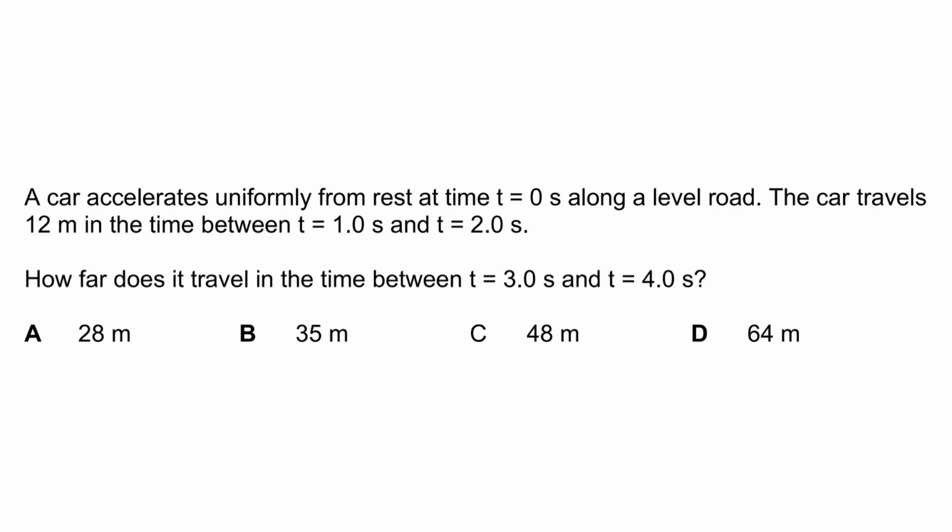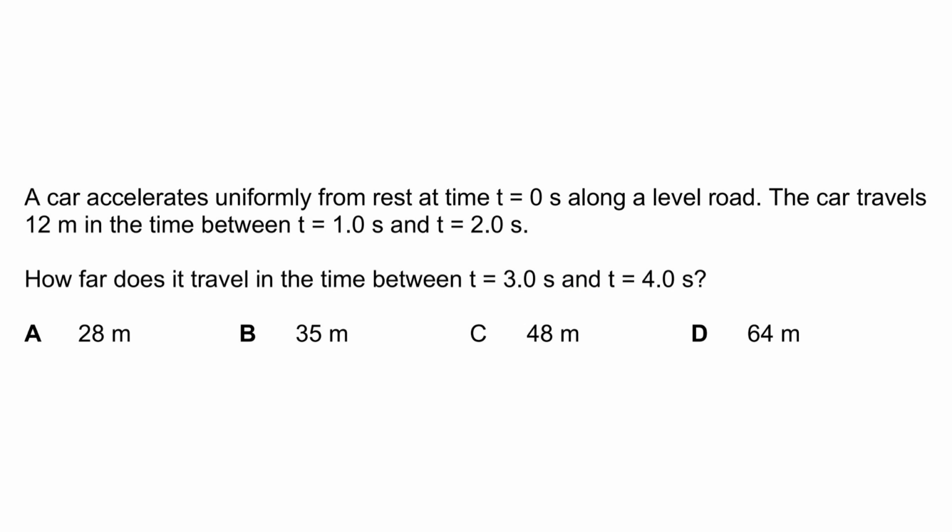This question is on kinematics. You are given a car accelerating uniformly, that means constant acceleration, from rest from t equals 0 along a straight level road. The car travels 12 meters in the time from 1 second to 2 seconds. So how far does it travel in the time between 3 and 4 seconds?